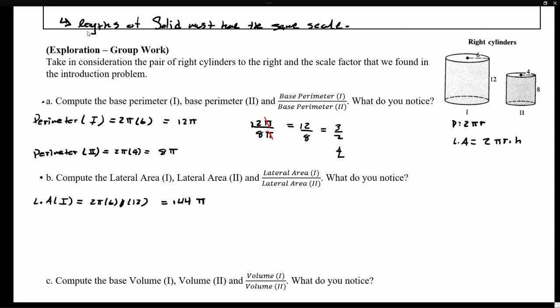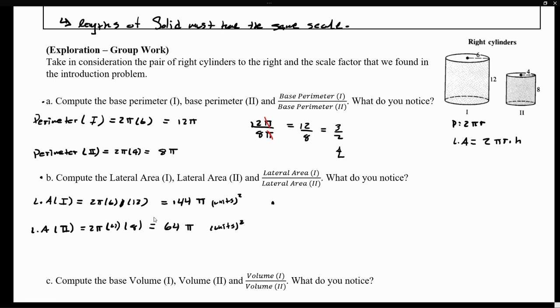144 pi. And for the lateral area of the second figure, we're going to get 2 pi times the radius of the second figure, which is 4, times the height of the second figure, which is 8, which is equivalent to 64 pi. And since we're talking about lateral area, let's just assume that this is unit square, just to keep the same units.